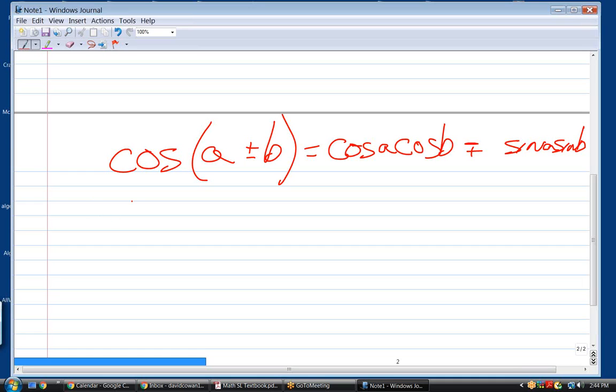Now, the reason they start you with the cosine is because it kind of helps memorize the sine a little easier, I think. The thing I remember about the sine, do you remember what this is?